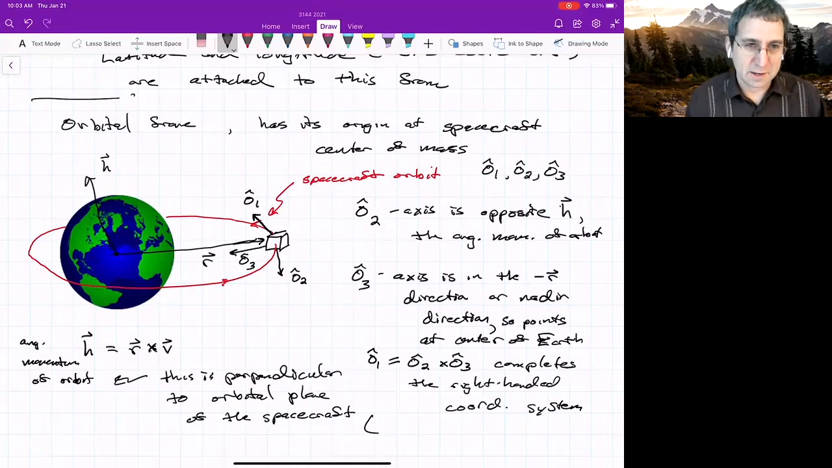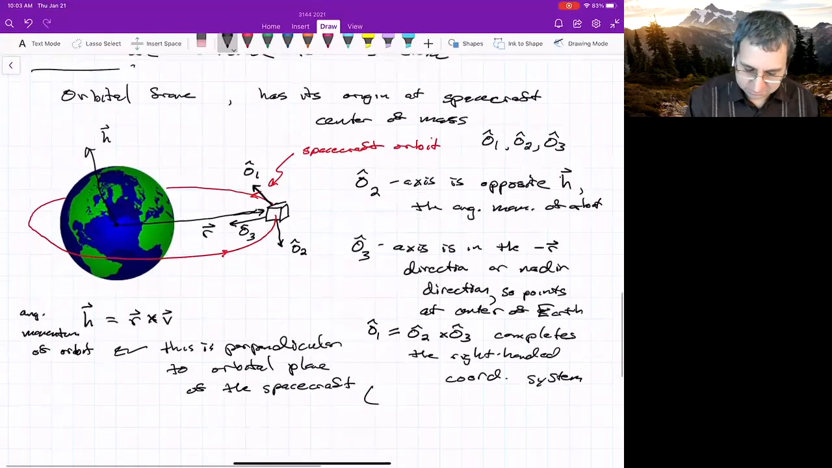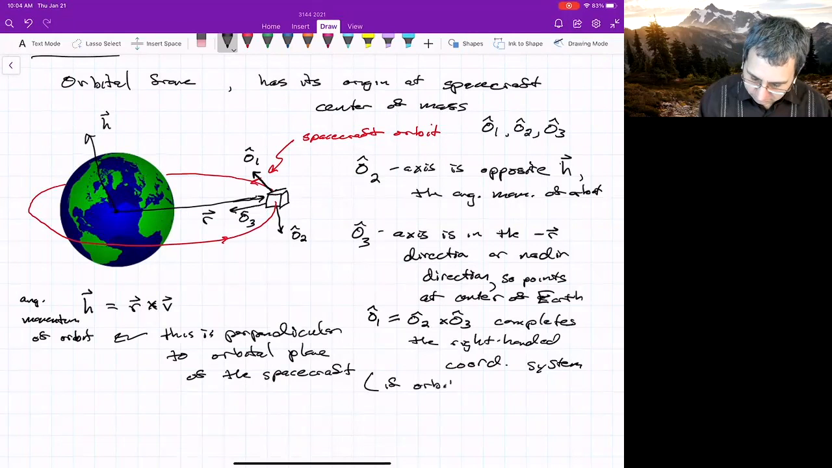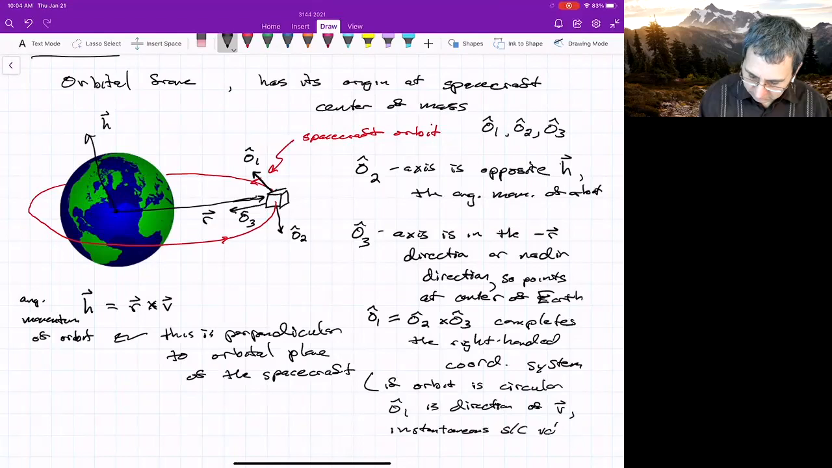And okay, this is where if we had a circular orbit, it'd be pointing in the direction of the velocity. But many orbits are not circular, so that's not generally true. So if the orbit is circular, O1 is in the direction of v, the instantaneous spacecraft velocity, inertial velocity. Okay.